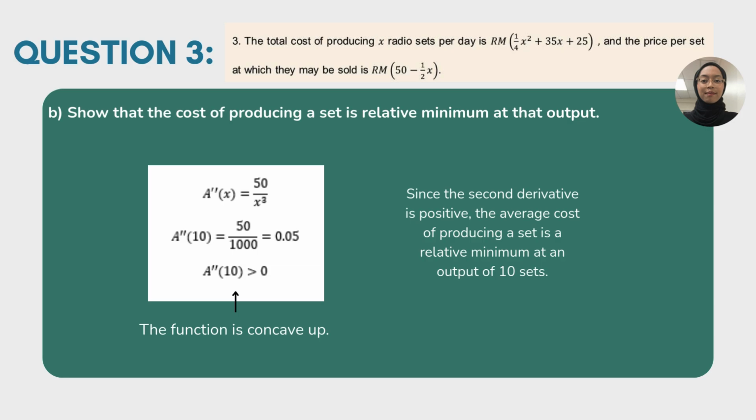We differentiate our average cost once more to find A double prime of x, which gives us 50 over x cubed. When we substitute x equals 10 into the second derivative, we get a value of 0.05. If the second derivative at a critical point is greater than 0, it means that the function is concave up, meaning the point is a relative minimum. Therefore, we have successfully shown that producing 10 units not only maximizes the profit, but also achieves the minimum average cost per set.